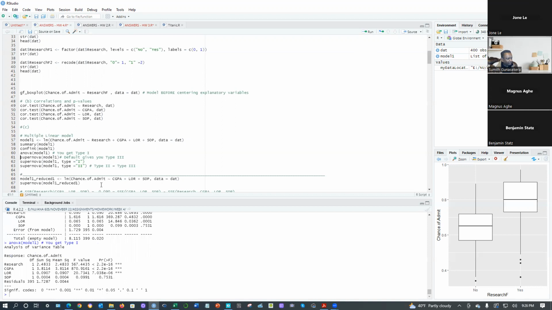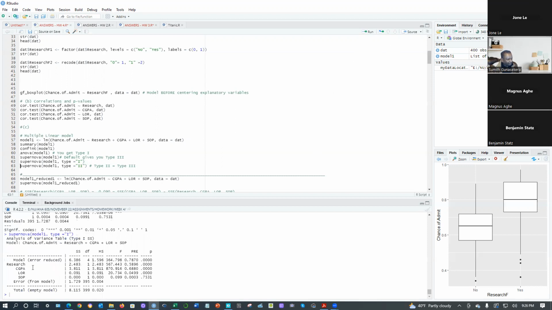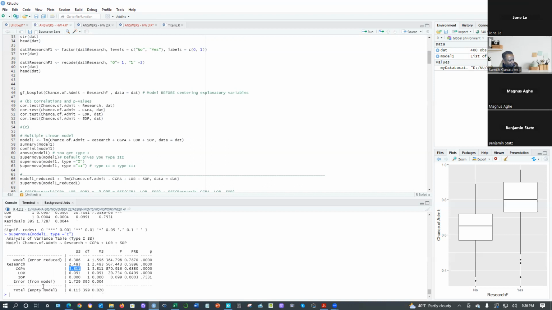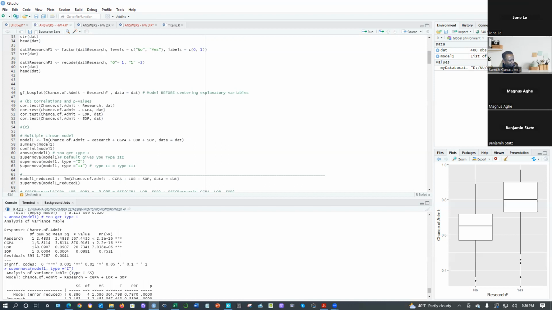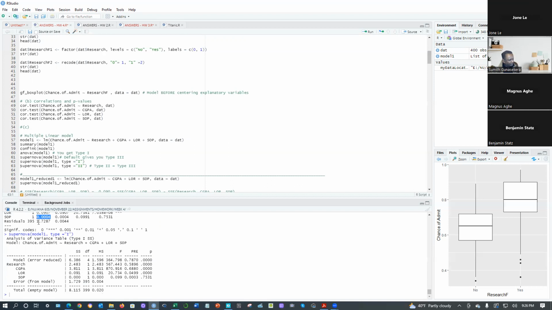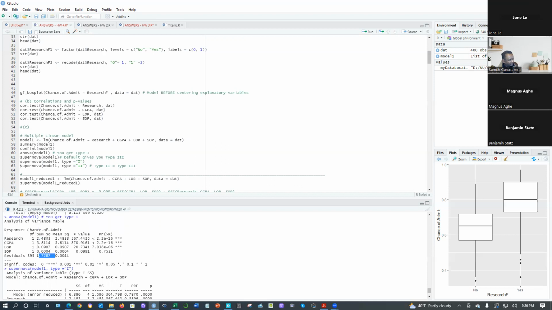What that means: let's put in type 1 and run it. Are they the same? Yes. Here, research 2.483, 2.483, CGPA sum of squares, the next one 0.097, 0.097, then 0.005. In addition, you have 1.72 residual on the top.